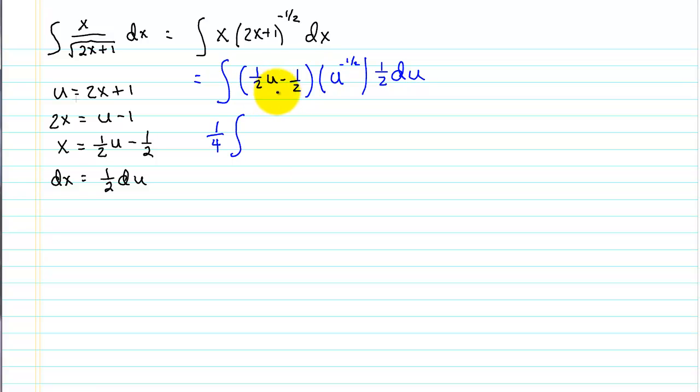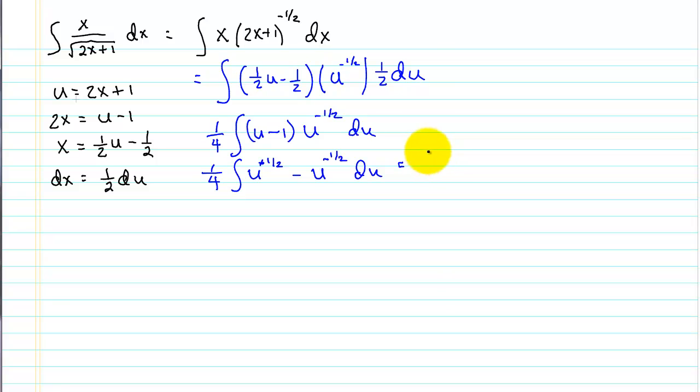Now we have u minus 1 times, let's go ahead and write that down. So we have u minus 1 times u to the negative 1/2. And we can use our distributive property. So, I'm sorry, we needed to add exponents here, so this is now a plus 1/2 power. And now we can integrate. So we have 1/4 times our integral, so we're going to use our power rule again.